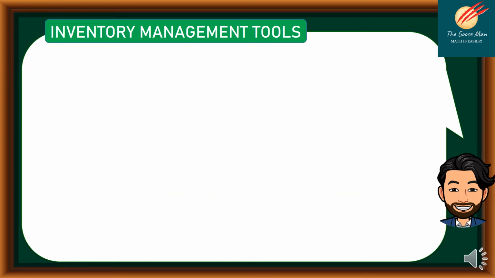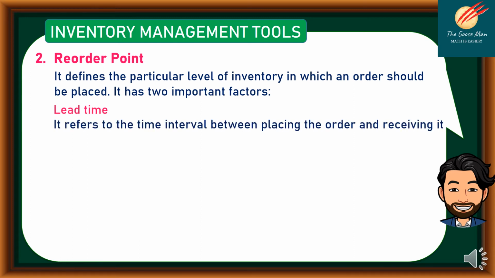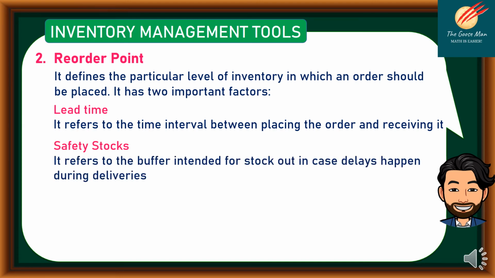Let's move on to the second inventory management tool. This is Reorder Point. Again, it defines the particular level of inventory at which an order should be placed. It has two important factors, namely lead time, which refers to the time interval between placing the order and receiving it. The second one is the safety stock. It refers to the buffer intended for stock outs in case delays happen during deliveries.